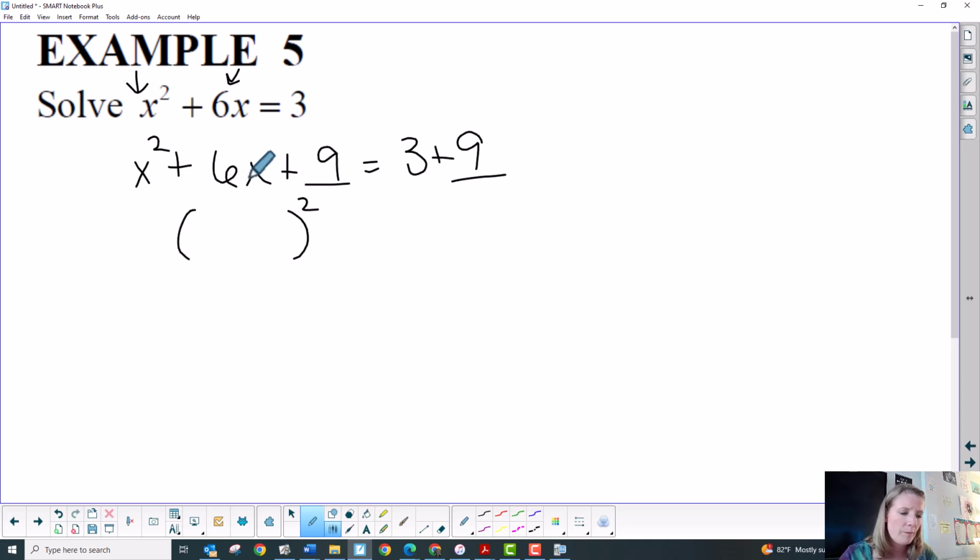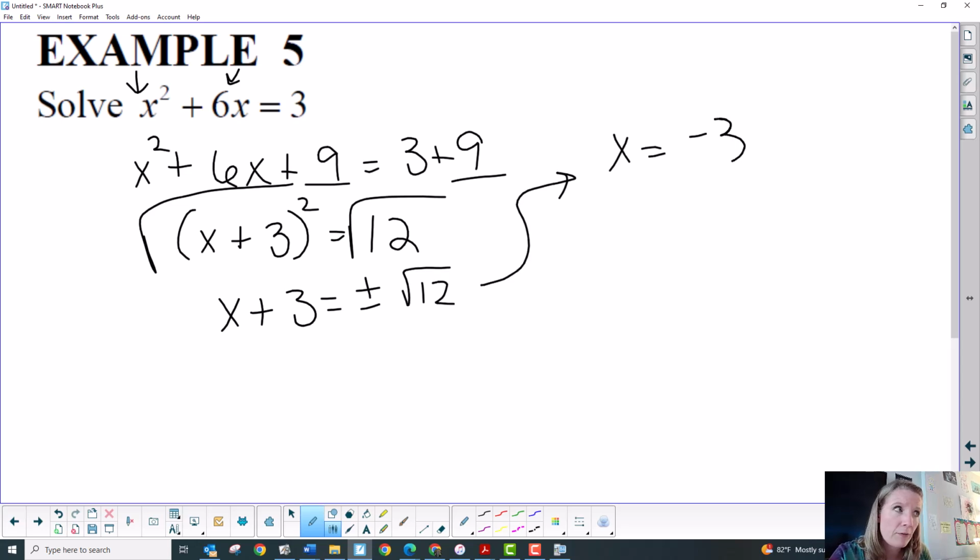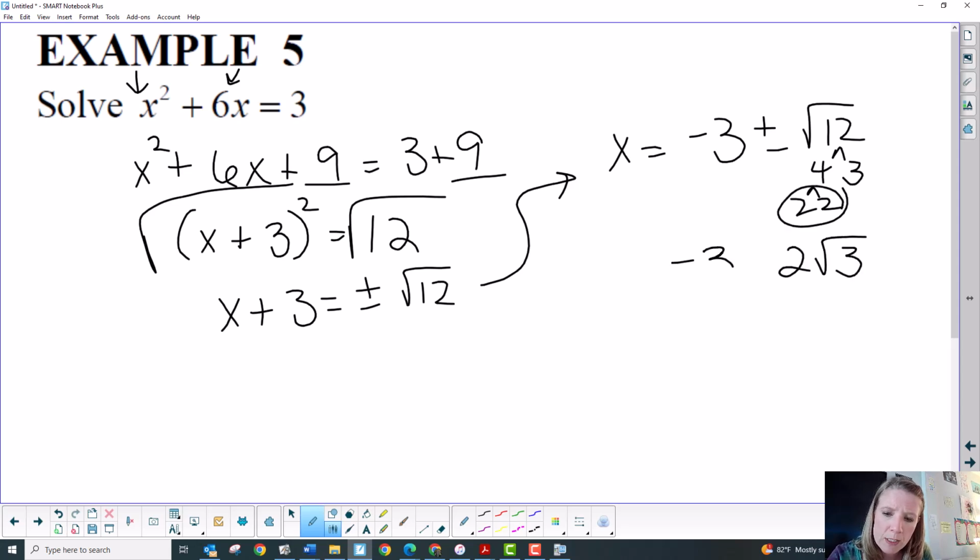I go here, it's an x plus, because it's plus, half of 6 is 3, 3 plus 9 is 12. I take the square root of both sides. So x plus 3 equals plus or minus the square root of 12. Move the 3 over, so negative 3 plus or minus the square root of 12. 12 is 4 and 3, and 2 and 2. So it's 2 square root of 3. So it's negative 3 plus or minus 2 square root of 3.